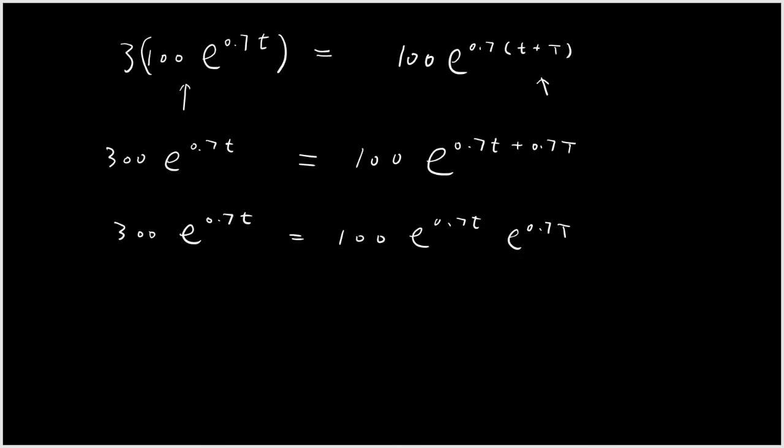Now you have a common factor. On two sides you have a common factor of 100 times e to the power of 0.7t. You divide two sides of the equation by 100 times e to the power of 0.7t. I mean, you divide the equation by the whole thing. You have 3 equals e to the power of 0.7 uppercase T.